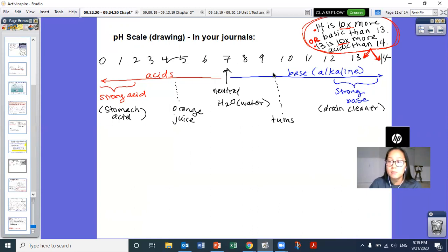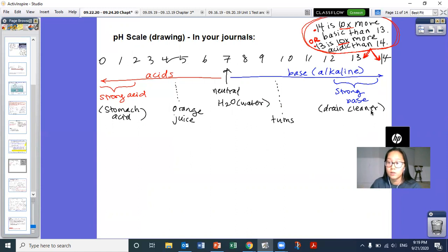You can take Tums to counteract that because they're basic. They'll react with the acids and produce water when the H's from the acid combine with the OHs produced by the Tums. Now, if you go to the super, super strong base side, you can get things like drain cleaner. Concentrated bleach is also very, very basic.